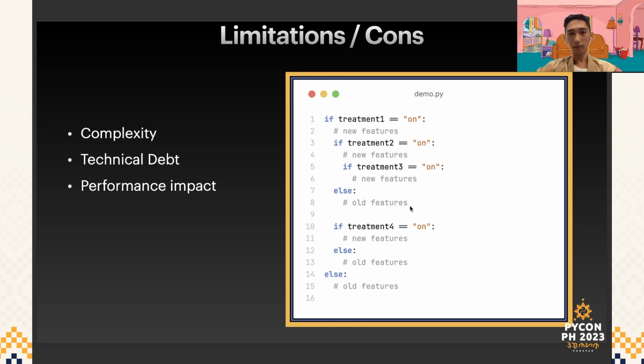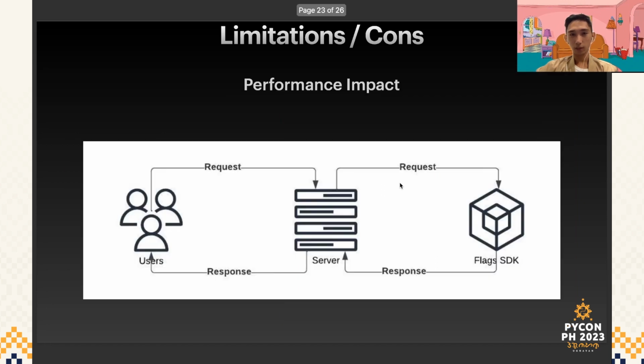Feature flags can be a technical debt if you forgot to sunset those feature flags that are not being used, since it can cause a performance issue. So as you can see in the diagram, when a user requests to your server, it will try to fetch from the flags SDK before trying to return back to the user. So it will wait for the response from the feature flags, and then will try to respond to your users.